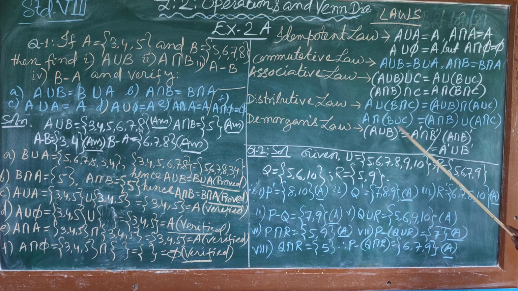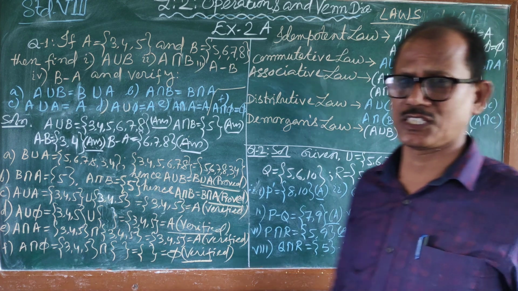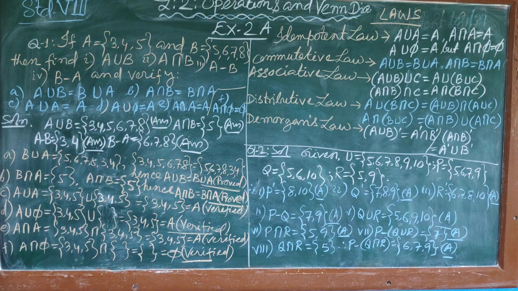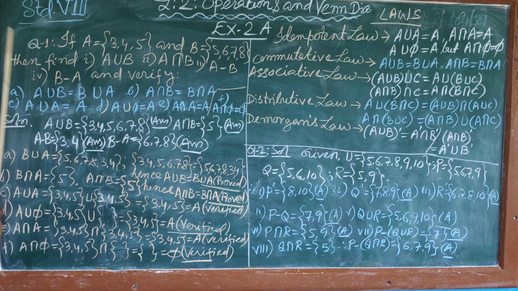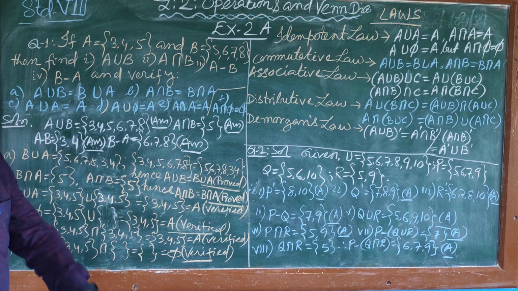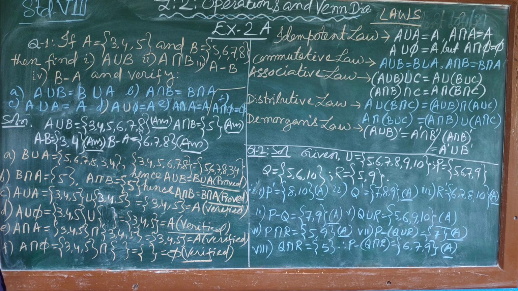Conversely, (A intersection B) complement will be A complement union B complement. Go through the law, you will understand. I will take some sums from the exercise. I have taken two sums from exercise 2A, question numbers 1 and 2. By this you will have a clear conception.